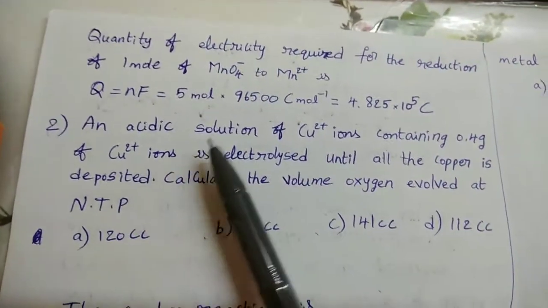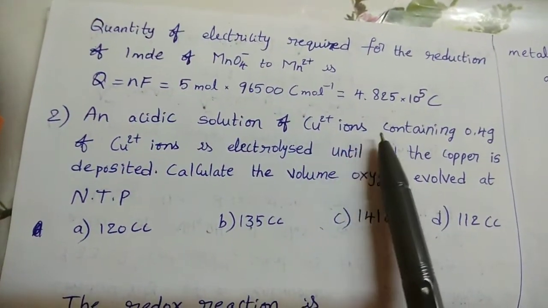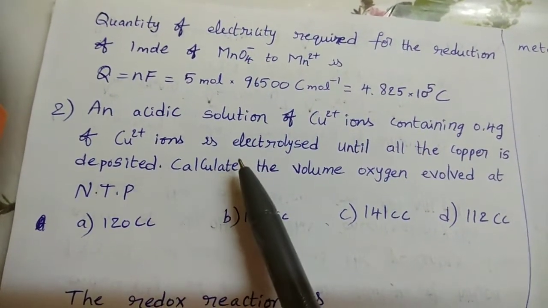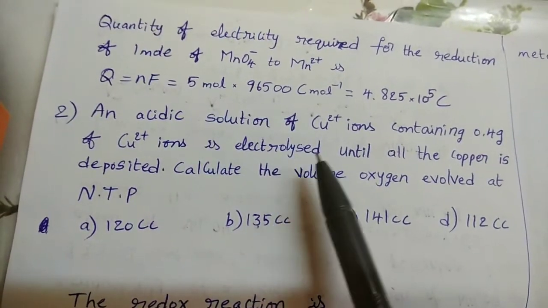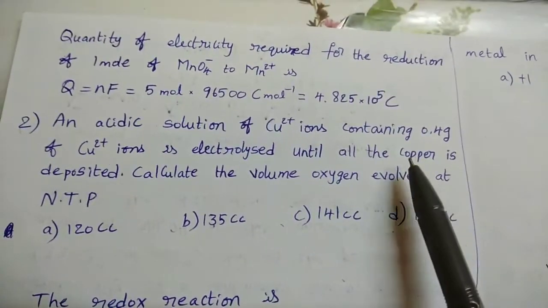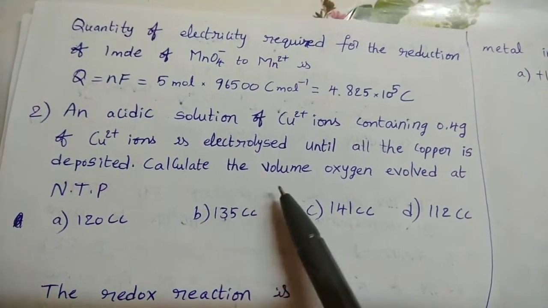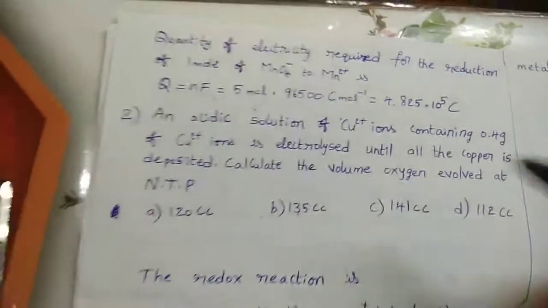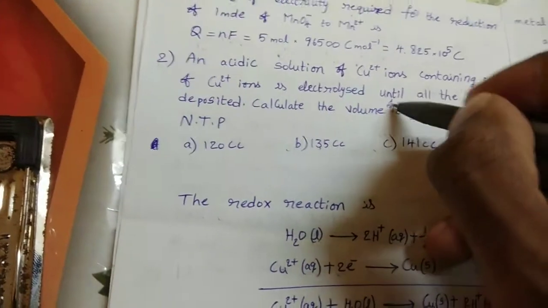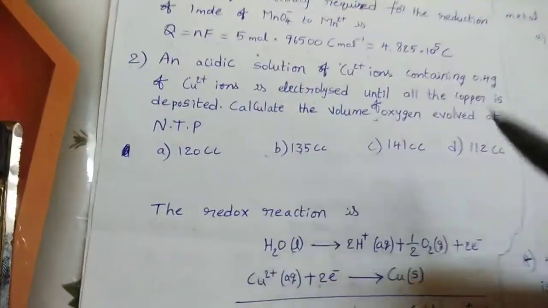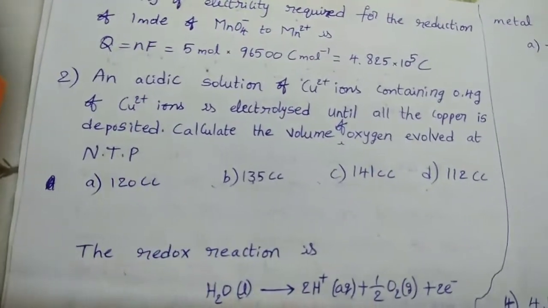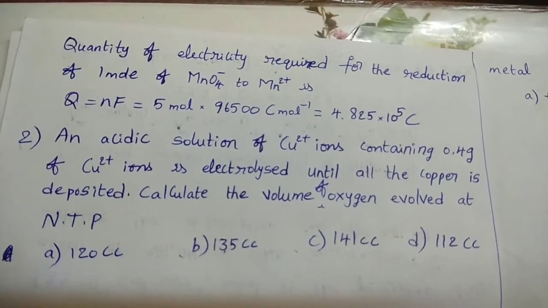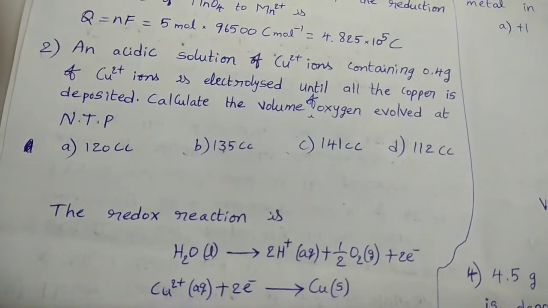Next, an acidic solution of Cu2+ ions containing 0.4 grams of Cu2+ ions is electrolyzed until all the copper is deposited. Calculate the volume of oxygen evolved at STP. Okay, so this is the given data. These are the options. Now see this one.